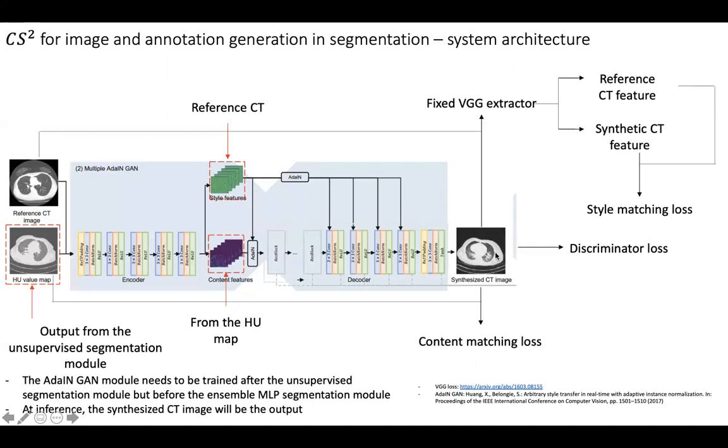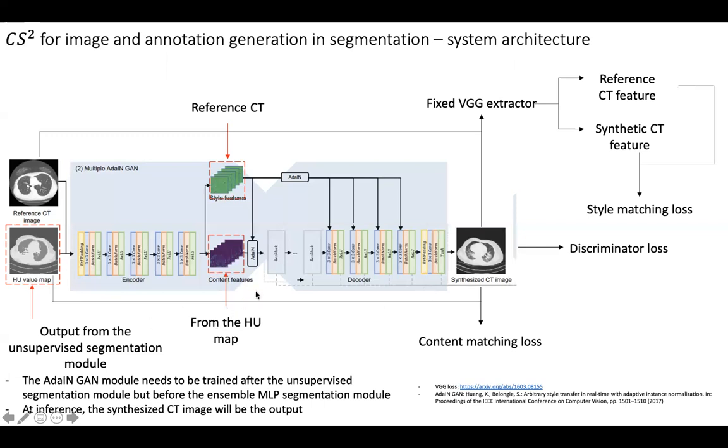Okay, so when you get this synthesized image, we need to formulate this loss for training the model. So here's how we can do it. First thing is this reference CT image and this synthesized image, both of them will be fed to this VGG feature extractor. This feature extractor is fixed and it can give us the representation for each of these two images, and their representations will be used to form a style matching loss. Ideally, we expect their features to be close to each other since they have the same style.